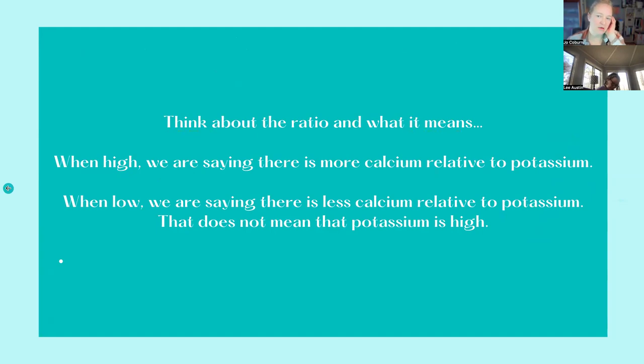So think about the ratio and what it means. When it's high, we're saying there's more calcium relative to potassium. And when it's low, we're saying there's less calcium relative to potassium. And it's just like we said with the calcium magnesium ratio, right? It doesn't necessarily mean that potassium's high. It just means relatively speaking. So estrogen to progesterone, right? Relative to the other. These two need to be in a balance to keep the thyroid happy. So remember, we're talking relatives here.